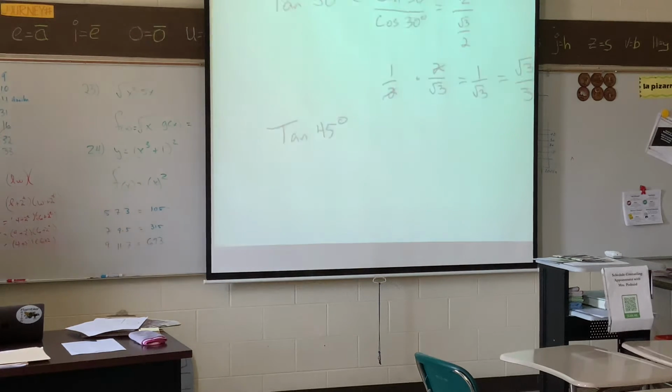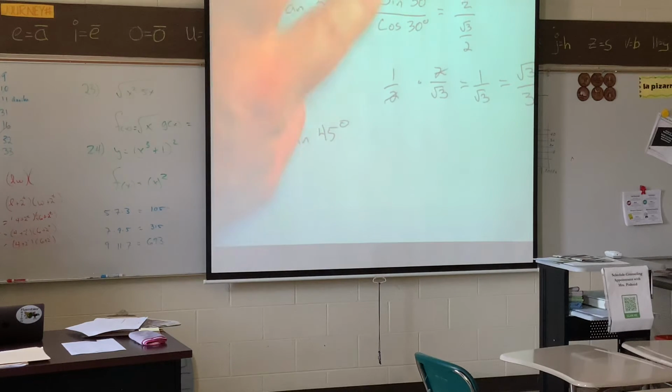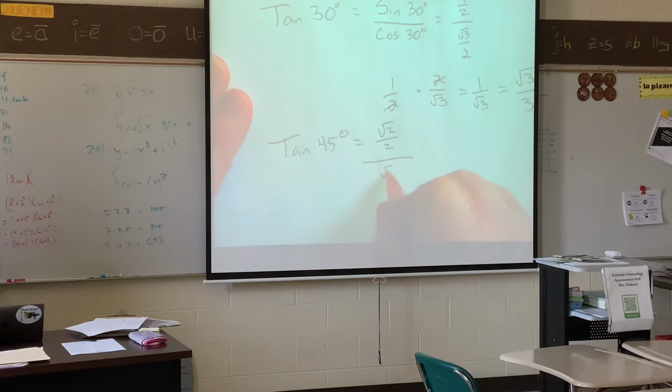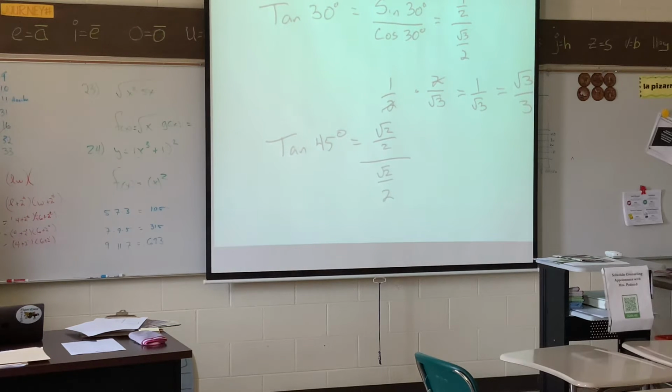Tangent of 45 degrees. Do I have to show you sine over cosine of 45 degrees, or if we just read the numbers off the unit circle, Carson? 45 degrees. What's my sine and what's my cosine? Square root of 2 over 2 and square root of 2 over 2. Carson, what do you notice about the top and the bottom? They're the same. What does that mean?